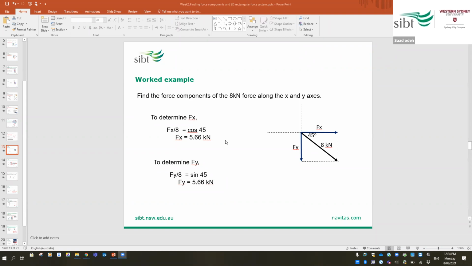So for example, in this one here, if you know the force is 8 kilonewton, then to find the perpendicular components of this force, Fx and Fy, it's quite simple. If you know the angle between the 8 kilonewton force and the x-axis, which is 45, then you can say Fx here will equal 8 times cosine 45, and so on. So it's a direct application of the Pythagoras rule.